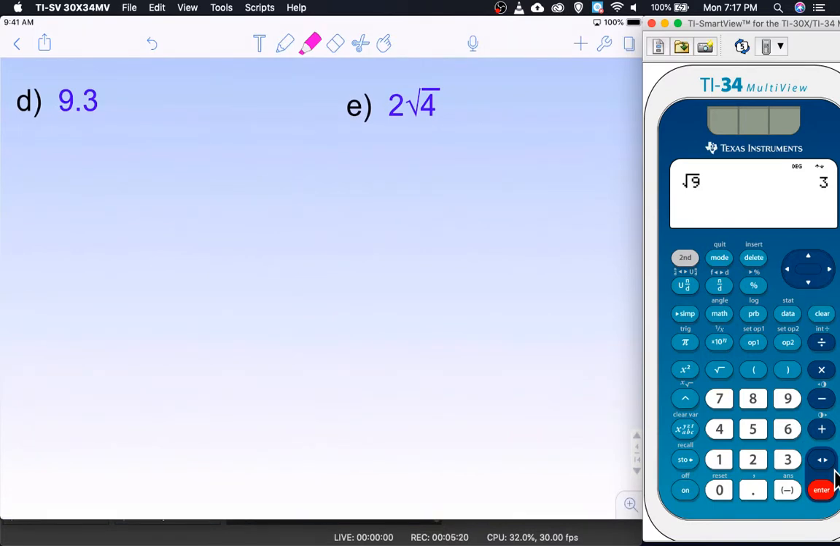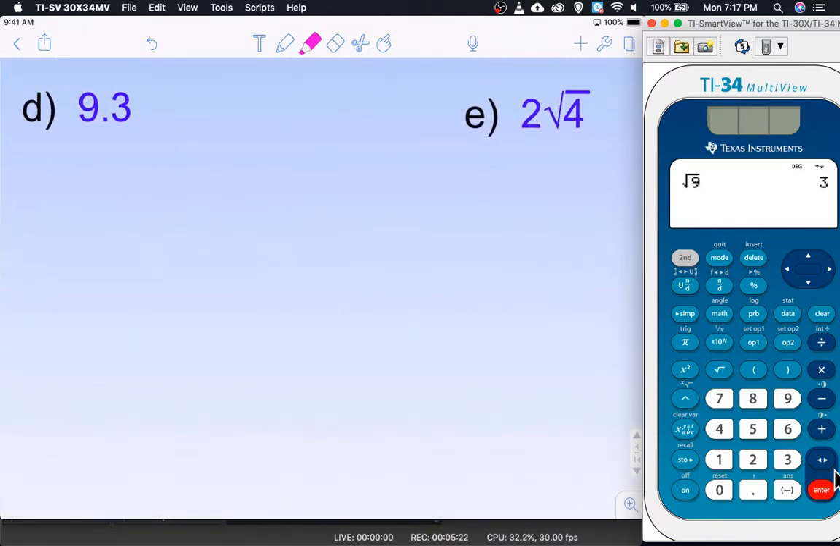Okay, here's a couple for you to try. So go ahead and pause the video, try these two on your own. When you're ready to continue, hit play, and we will go through them together.